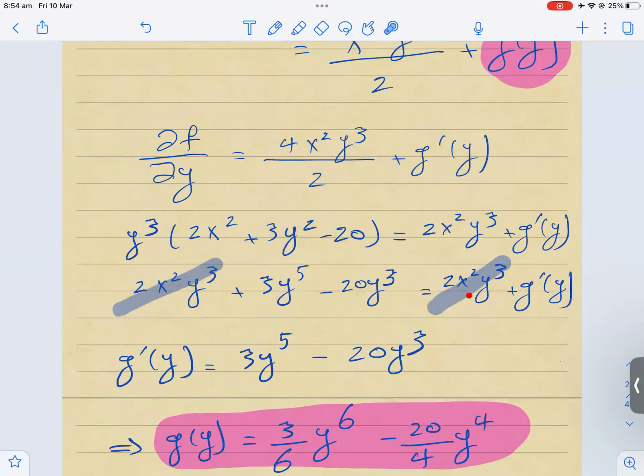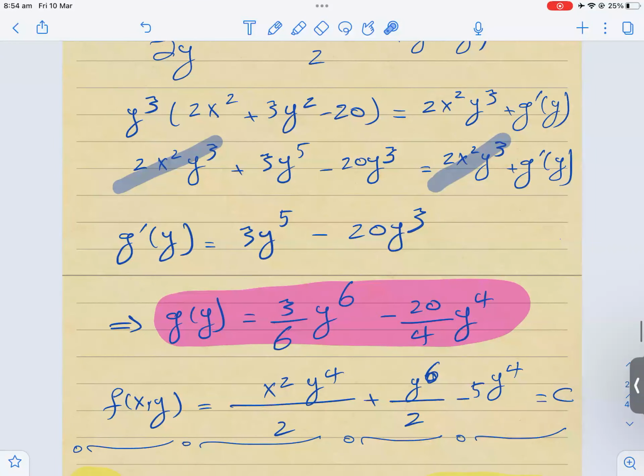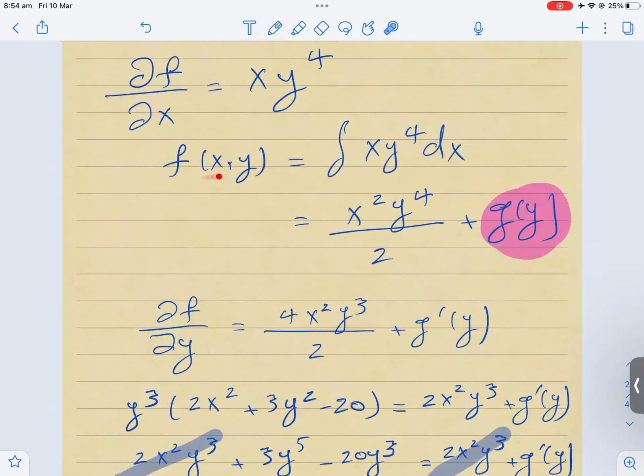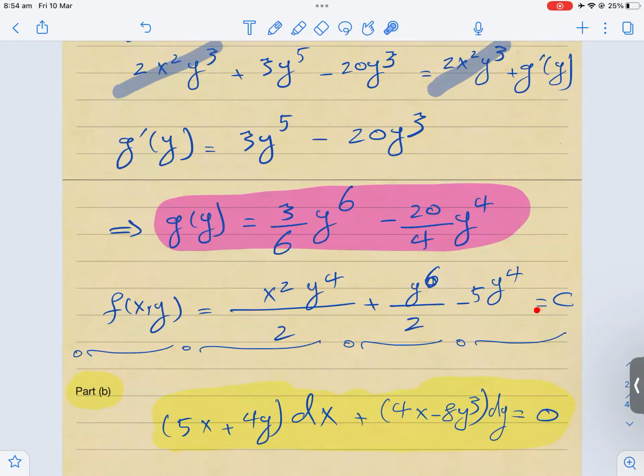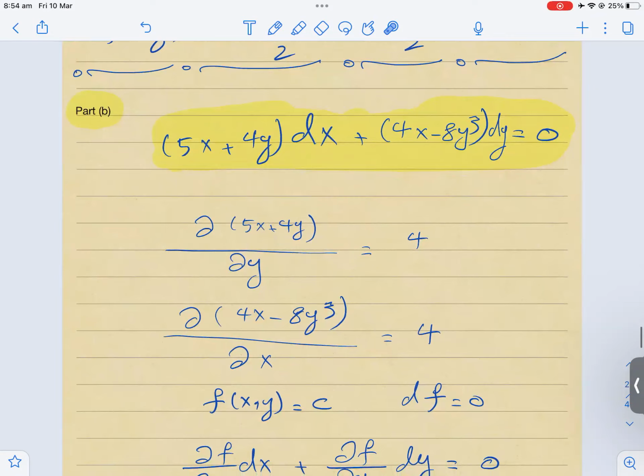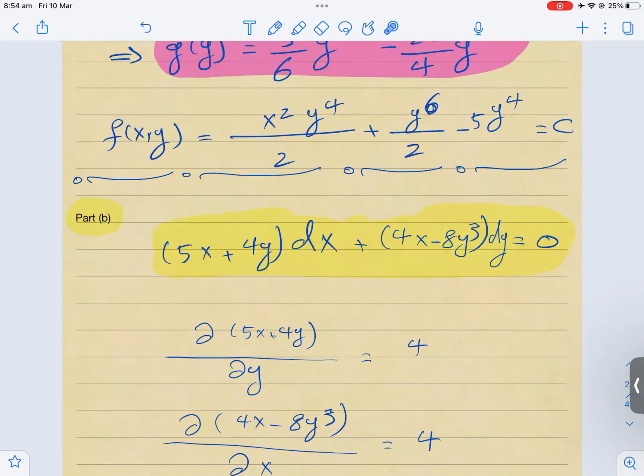Otherwise, it won't be good. So g prime y. So when you integrate, you will take antiderivative or integration from here. So don't put C here. So g(y). So now you got F equal this part plus this part. Then you can easily put equal C. Easy. Now, let's assume that part. Do you have a question about this?